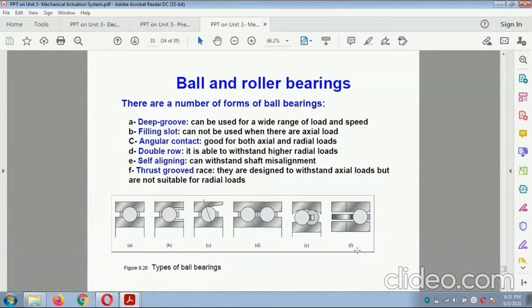Filling slot, it can be used with axial load. Angular contact, it can be used for both axial and radial load. Double row, it can withstand higher radial load. Self align, it can withstand shaft misalignment. Thrust groove, it is designed to withstand axial load but is not suitable for radial load. So this is the diagram related to the types of loading. The first diagram, A, is a deep groove, second is a filling slot, third is an angular contact, fourth is a double row, E is the self alignment, and the last is a thrust groove.